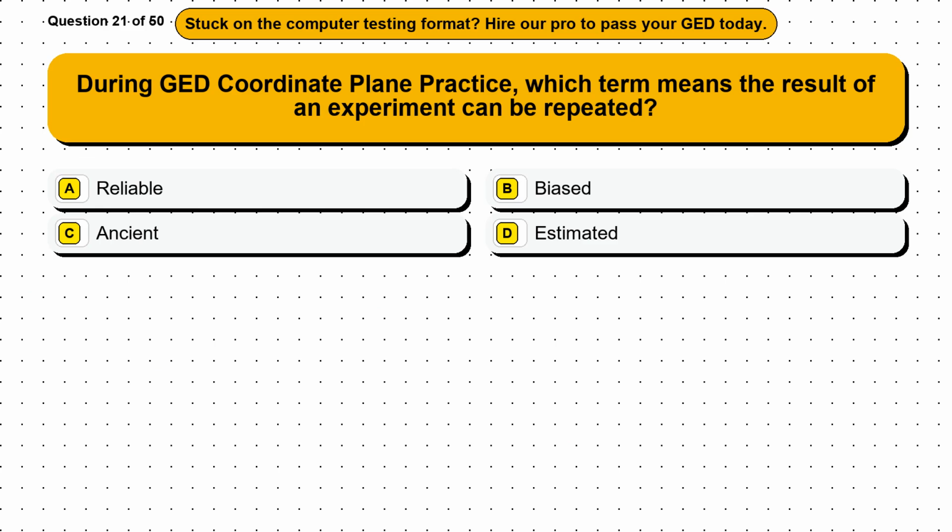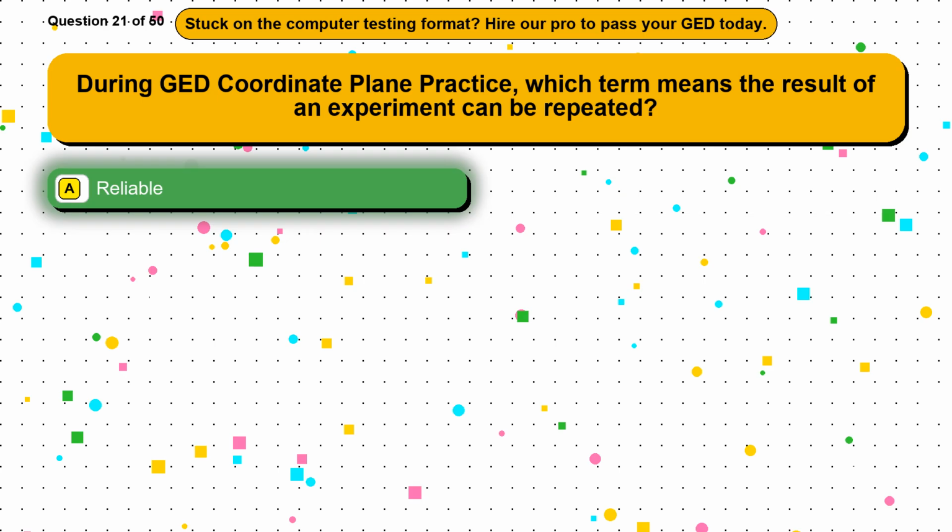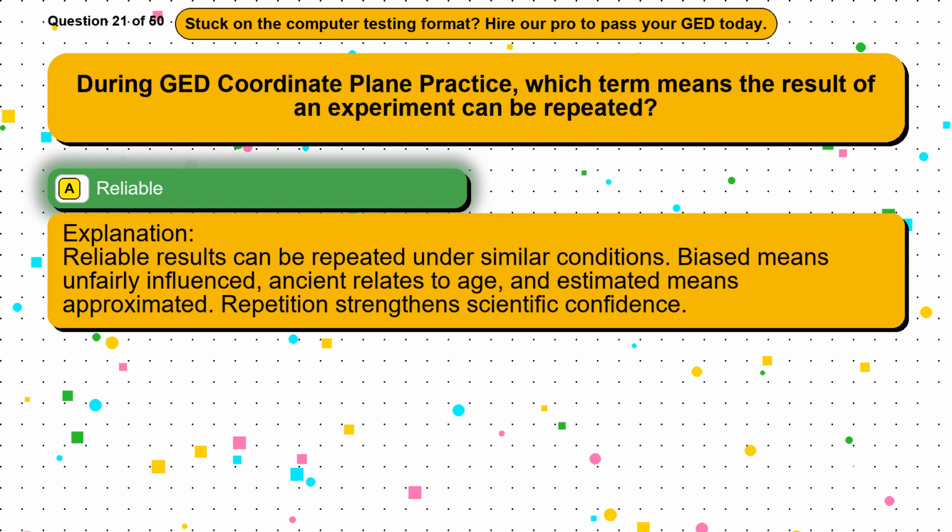Question 21. During GED Coordinate Plane Practice, which term means the result of an experiment can be repeated? Option A reliable. Option B biased. Option C ancient. Option D estimated. The correct answer is option A. Reliable. Reliable results can be repeated under similar conditions.